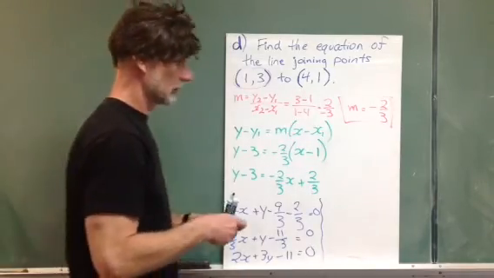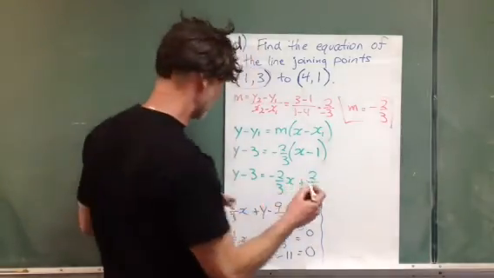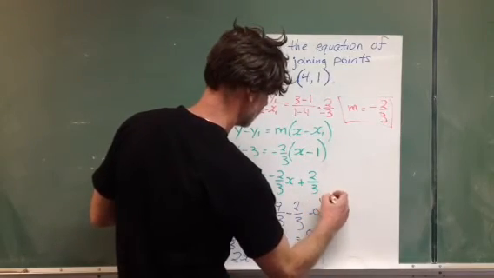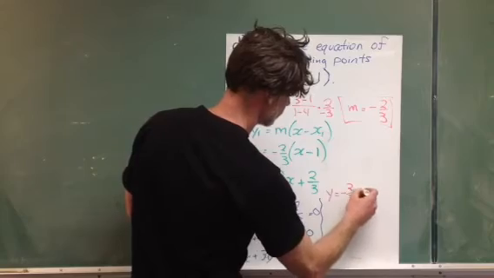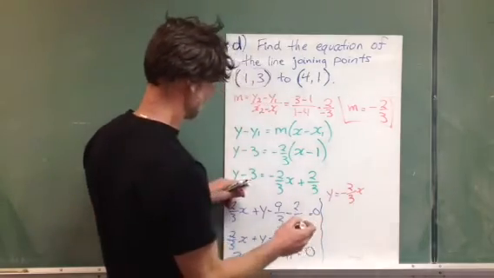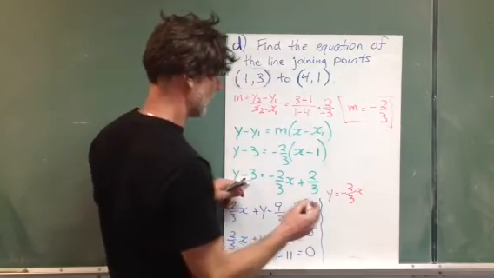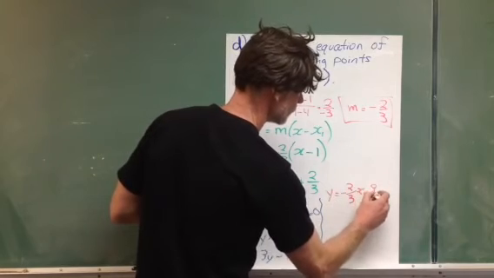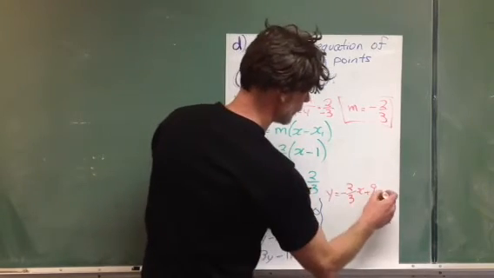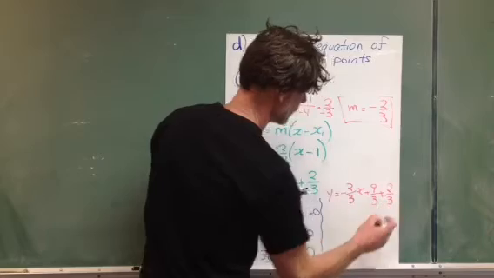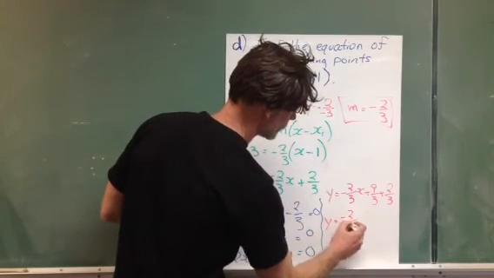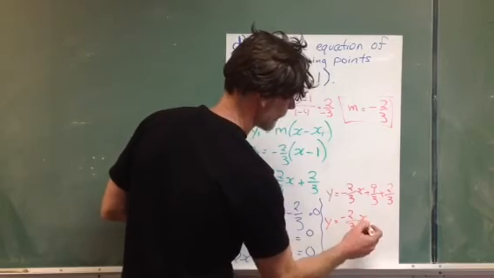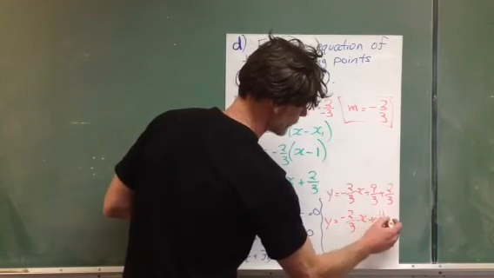Okay, and for slope y-intercept form, y equals negative 2/3 x. Bring that over as positive 9/3 and positive 2/3. And now simplify those. y equals negative 2/3 x plus 11/3.